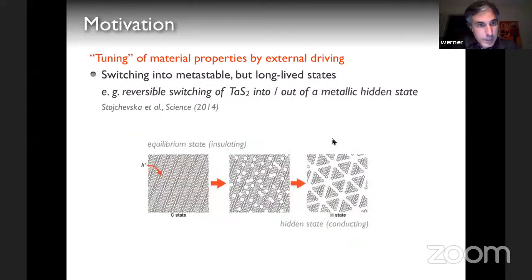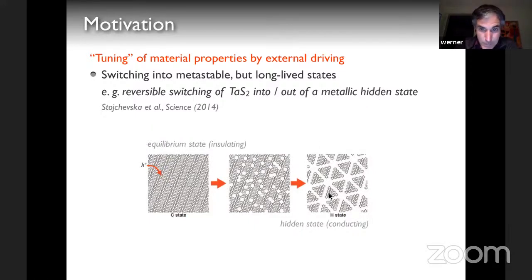There are also very interesting experiments which have nothing to do with superconductivity. For example, the group of Dragan Mihailovic has shown that a polaronic Mott insulator, tantalum disulfide, can be reversibly switched into and out of a so-called hidden state. That is a long-lived non-thermal state which cannot be accessed via a thermal pathway.